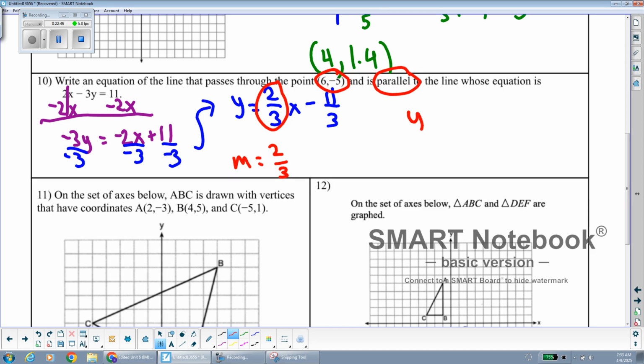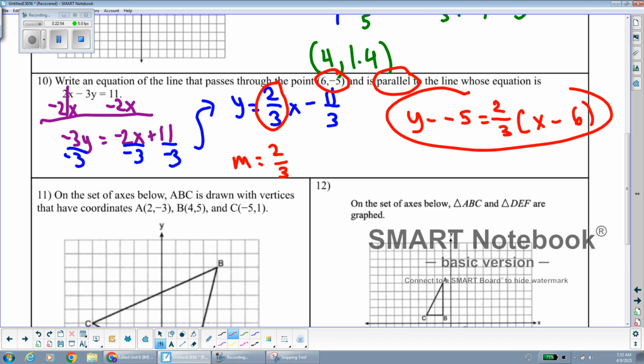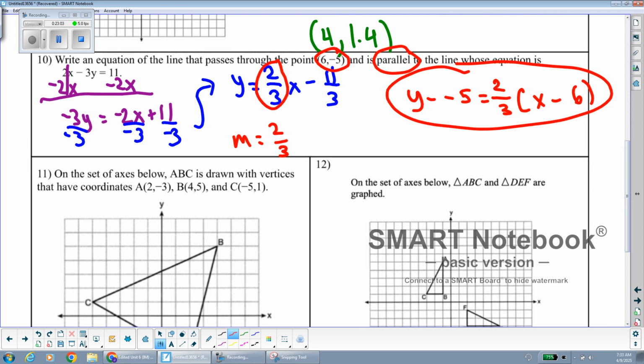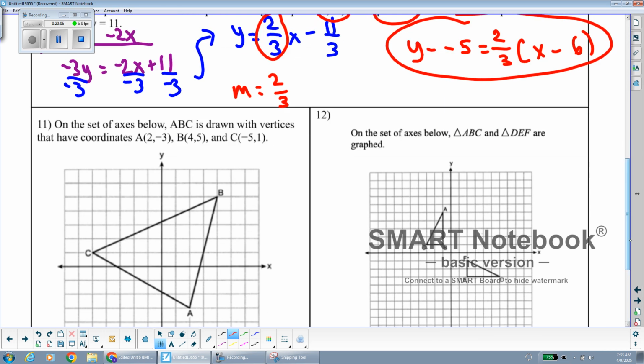So I'm going to go to the point slope form. y minus the y coordinate of the point equals the slope times x minus the x coordinate of the point. And there we have it. Once again, if this was a multiple choice question and the answer choices were in y equals mx plus b form, you could just distribute the 2/3 and solve for y.